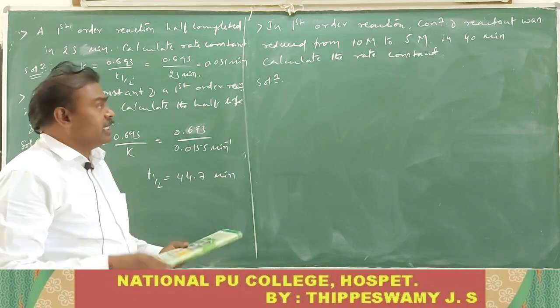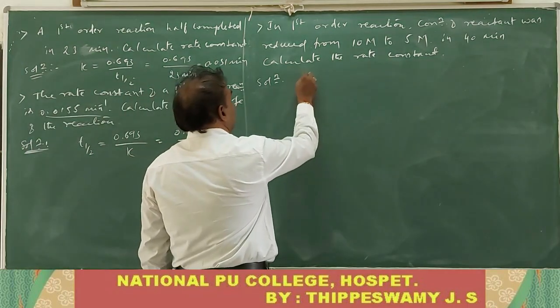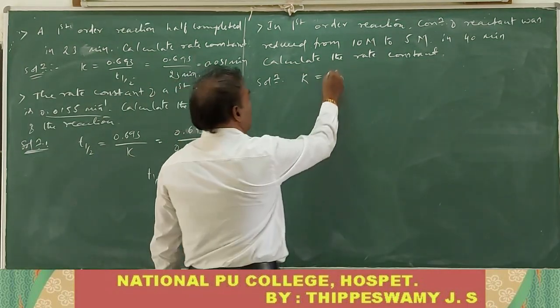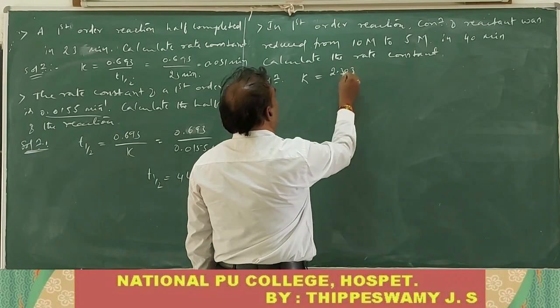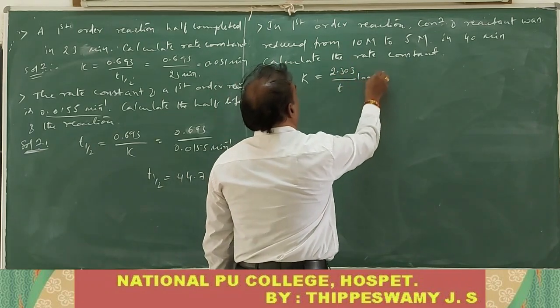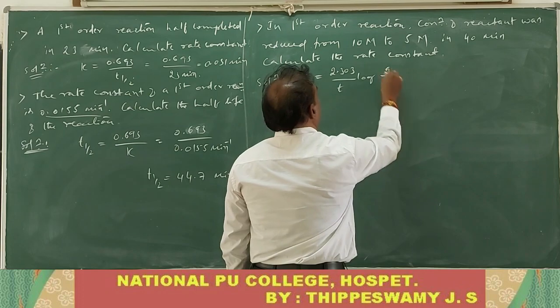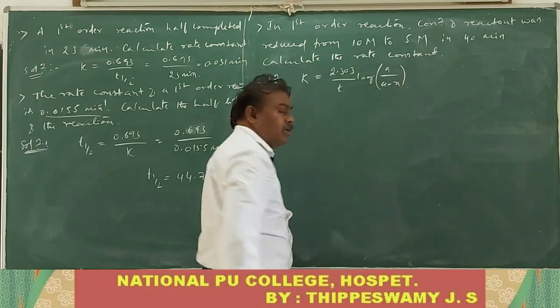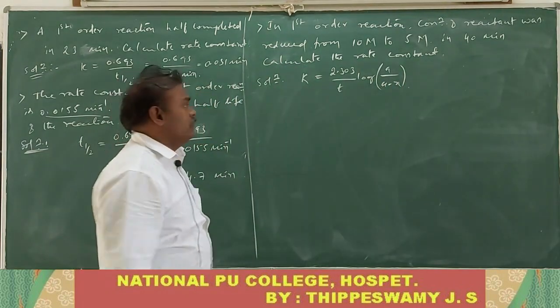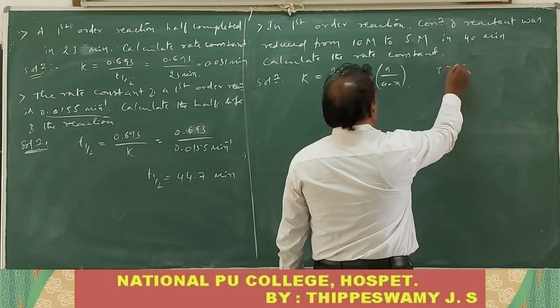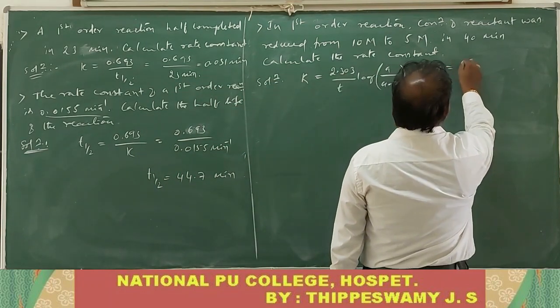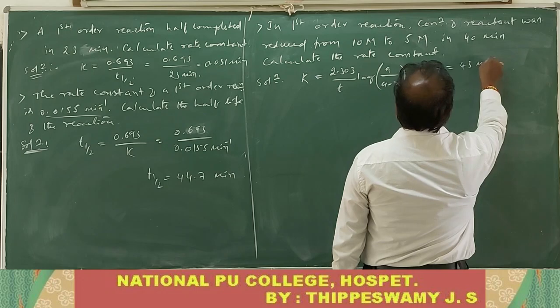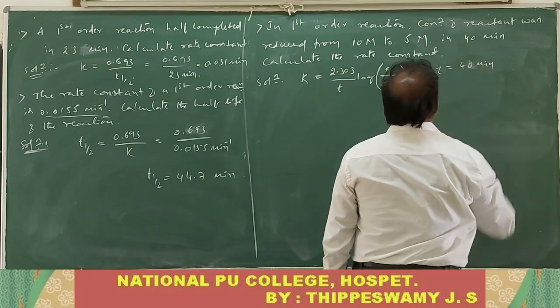What is the equation of first order kinetics? According to first order kinetics, K is equal to 2.303 by t into log of a divided by a minus x, or you can write it as R naught by R also. Now the value of t is how much? 40 minutes is given.